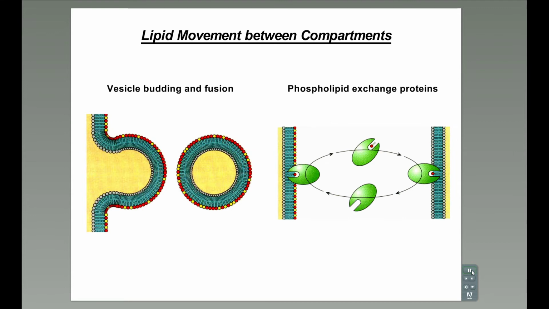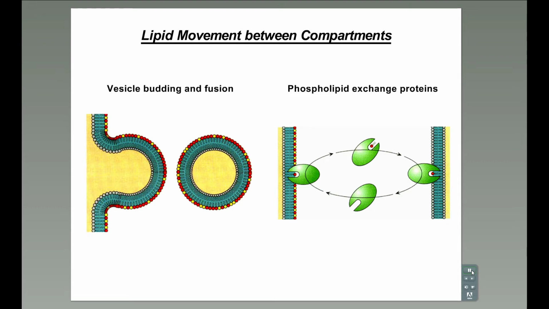Lipid movement between compartments can go by two mechanisms. The first is by vesicle budding. Essentially, when a vesicle buds off, it takes some of the lipid components with it, shown on the left there. And when a vesicle then fuses with another compartment, it delivers not only the intracellular cargo, as well as the membrane proteins, but also the lipids that were in that vesicle.